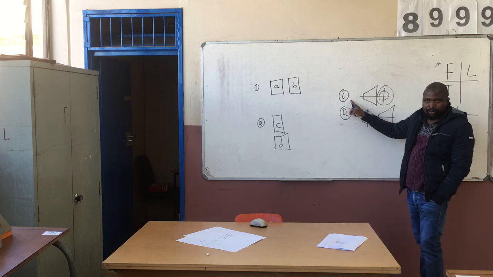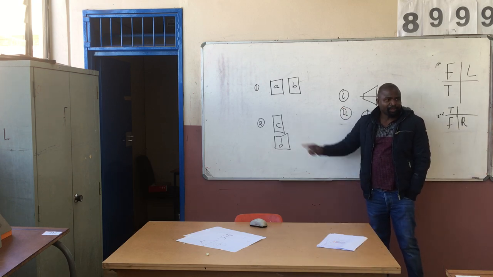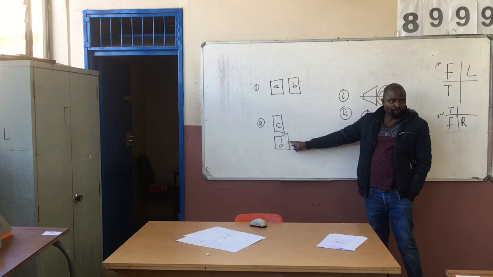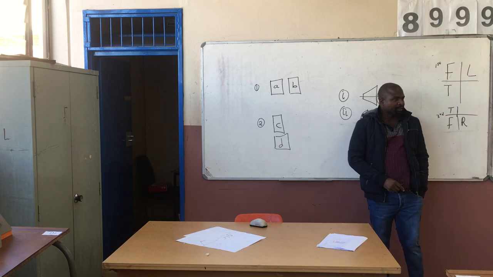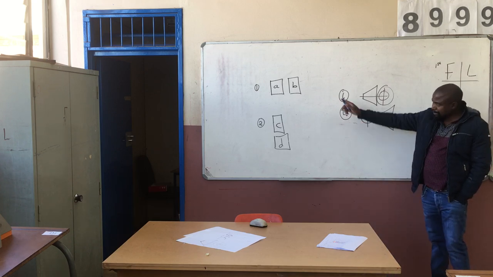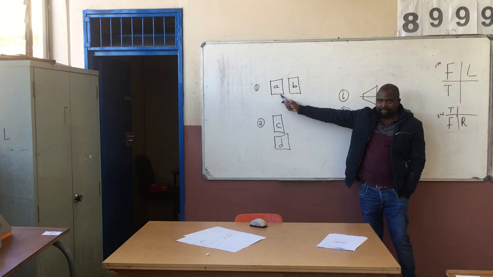Still at Roman figure one, which view is C? Front. And this one? Top. You understand that part? Yes. Okay. Now, under Roman figure two, the same drawing. Under Roman figure two, which view is A? Top. It's top.